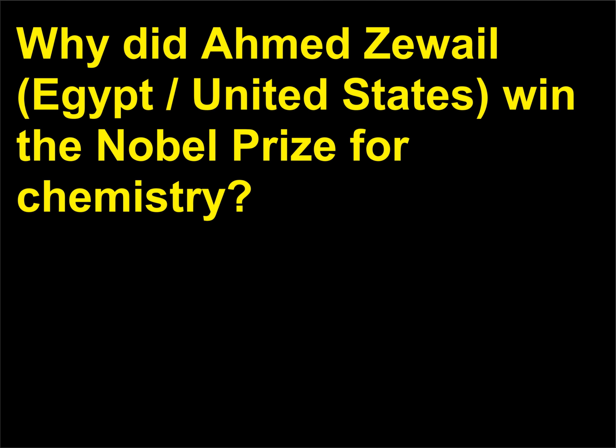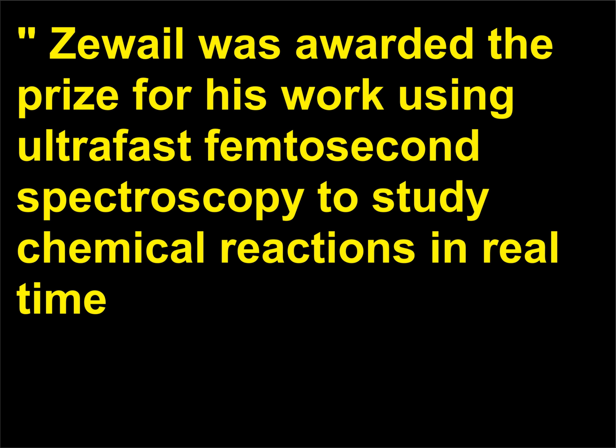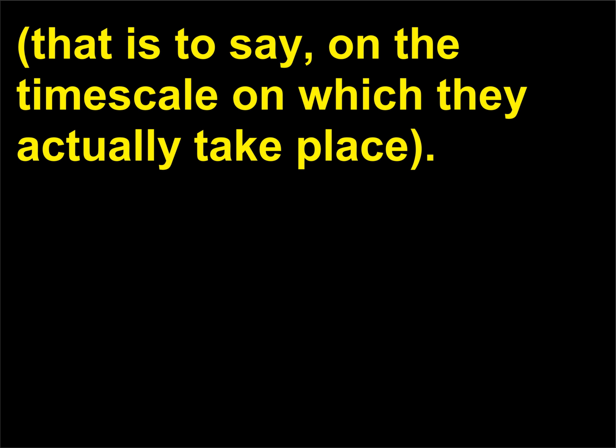Why did Ahmed Zewail, Egypt/United States, win the Nobel Prize for Chemistry? For his studies of the transition states of chemical reactions using femtosecond spectroscopy. Zewail was awarded the prize for his work using ultrafast femtosecond spectroscopy to study chemical reactions in real time. That is to say, on the timescale on which they actually take place.